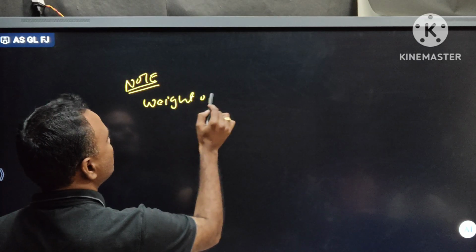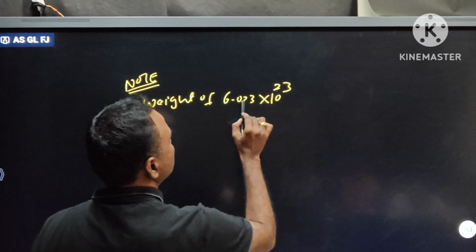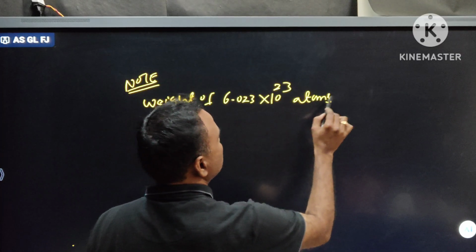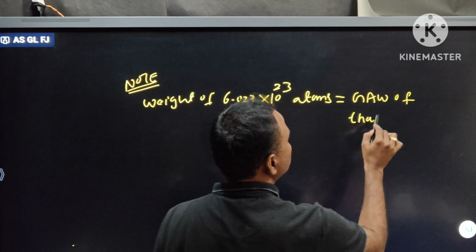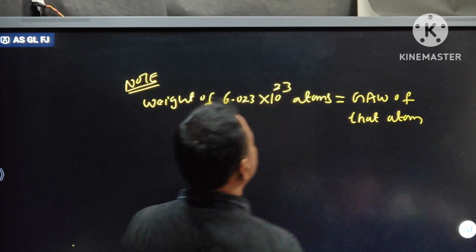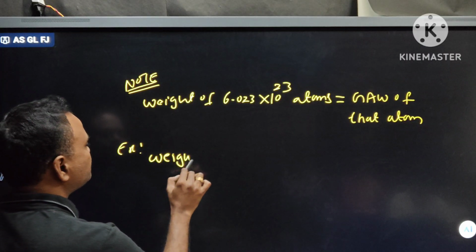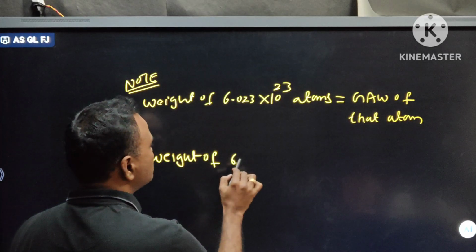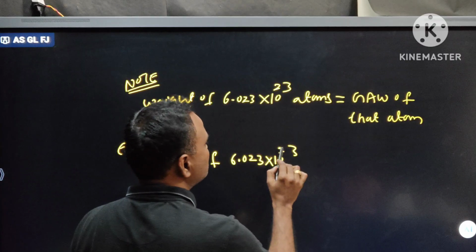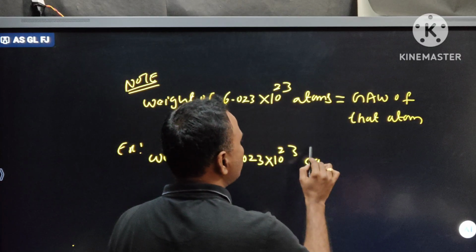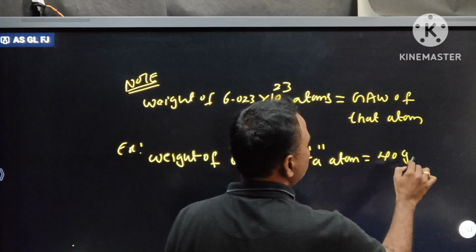Weight of 6.023 into 10 to the power 23 atoms is equal to the gram atomic weight of that atom. Example, weight of 6.023 into 10 to the power of 23 calcium atoms. What is calcium's gram atomic weight? 40 grams.